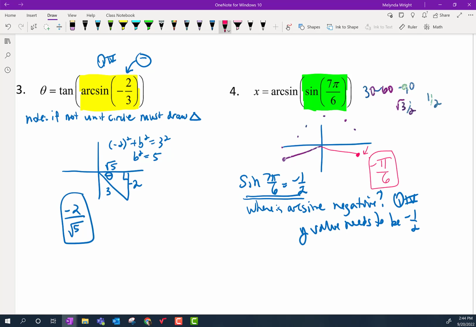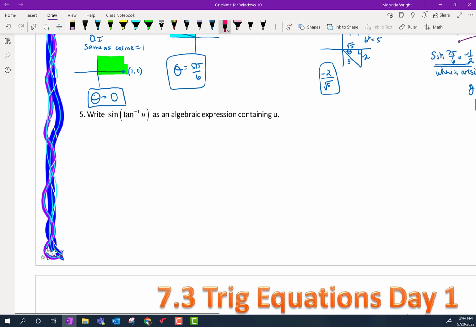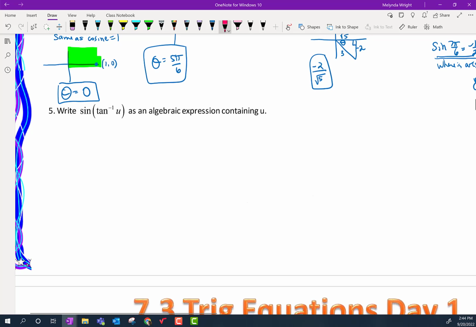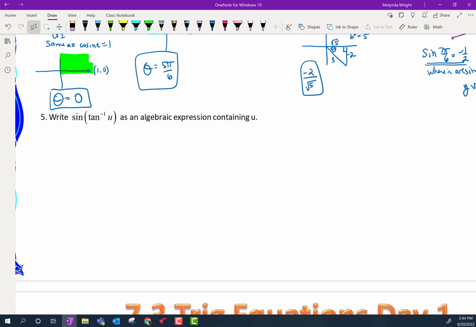Okay. Now we have the super fun number 5. Let me talk about number 5. Number 5 might even be the hardest one in the whole chapter. I don't know. People have trouble with it, so stay with me. You have to stay close with me. I actually wrote out steps, because we like steps.